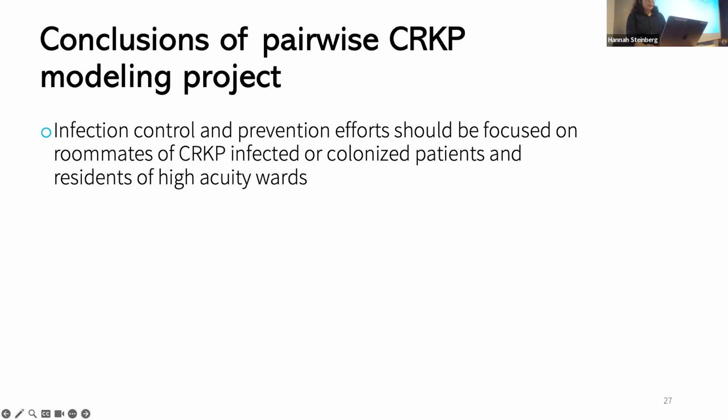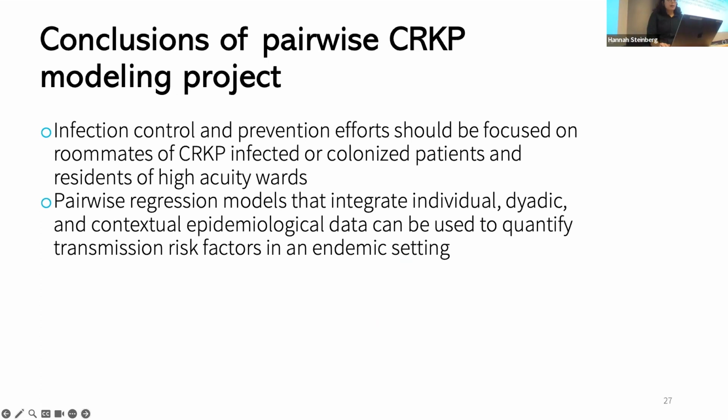So in conclusion, infection control and prevention efforts in this hospital and other ones should be focused on roommates of CRKP infected or colonized patients, as well as residents of high acuity wards. Additionally, we showed that pairwise regression models can integrate individual dyadic and contextual epidemiological data to be used to quantify infection risk factors in an endemic and complex transmission setting.